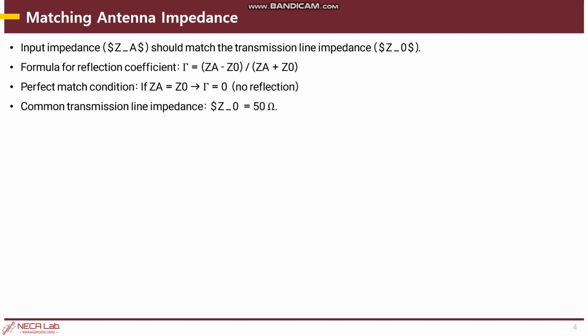In this slide, for efficient power transfer, the antenna's input impedance ZA should match the transmission line's impedance Z0. The reflection coefficient gamma is given by this formula: gamma equals (ZA minus Z0) divided by (ZA plus Z0). If ZA equals Z0, then gamma becomes zero, meaning no signal reflection. A typical value for transmission line impedance is Z0 equals 50 ohms.